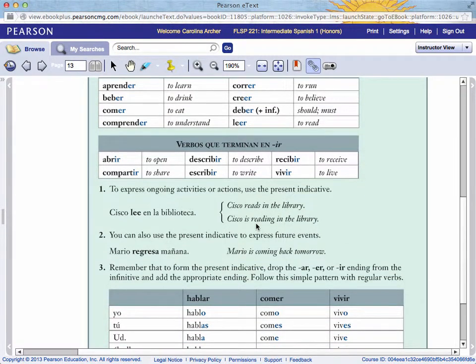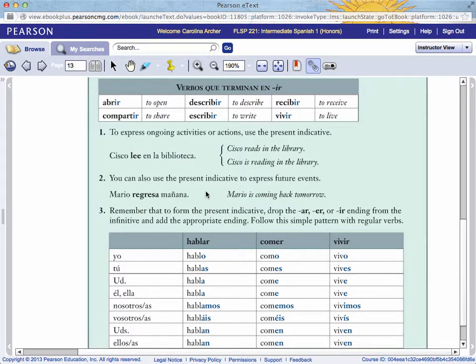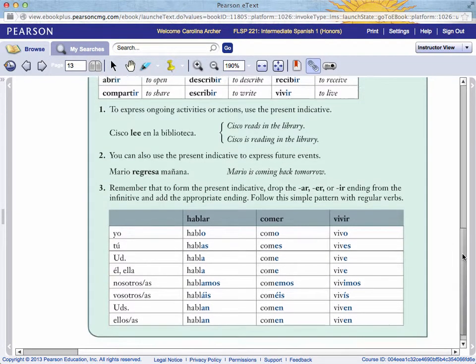¿Ok? En los verbos que terminan en ir. Abrir, compartir, describir, escribir, recibir y vivir. ¿Ok? So we use this tense to express ongoing activities or actions. ¿Ok? We use the present indicative. Okay, for example, Cisco lee en la biblioteca. Cisco reads in the library. Or it can also mean Cisco is reading in the library. Sometimes we use the presente indicativo to convey the ongoing activity. Sometimes. And you can also use a present indicative to express something that's going to happen in the future.